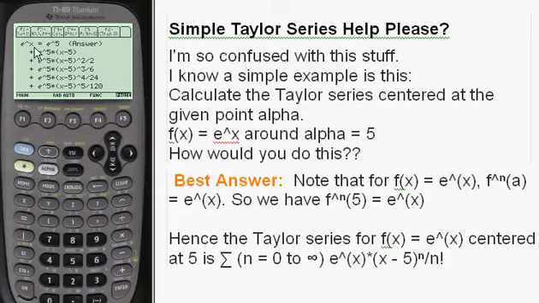And here's the answer. e to the x is equal to e to the 5 plus e to the 5 times x minus 5, etc., etc. So here's what you put on your paper, and you'd look like a genius, okay?